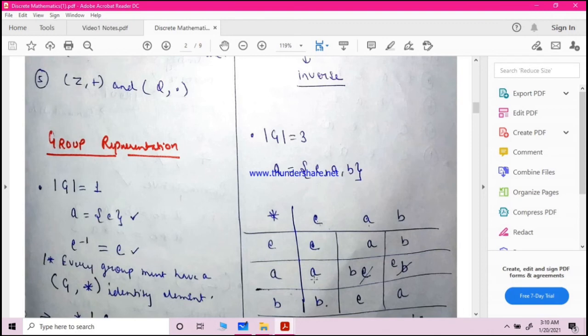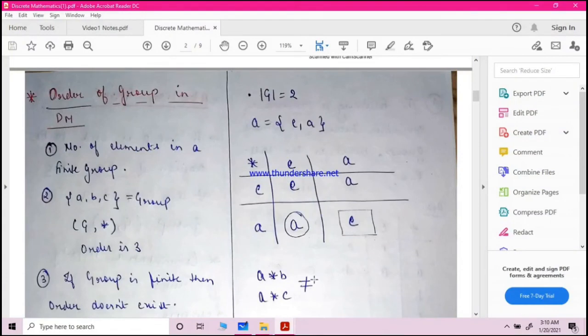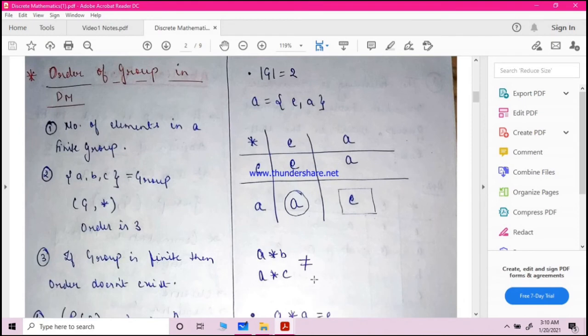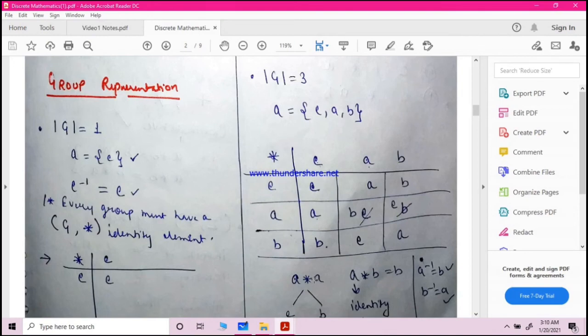So we have one element in the group, we have E. Every group must have an identity element whose inverse gives you the identity, and this is the composition table. Okay. So if you are having two elements, meaning you are having the identity element and another element A, then A into B cannot be equal to A into C. This condition you have to keep in mind. So you have to change. G is equal to 3.